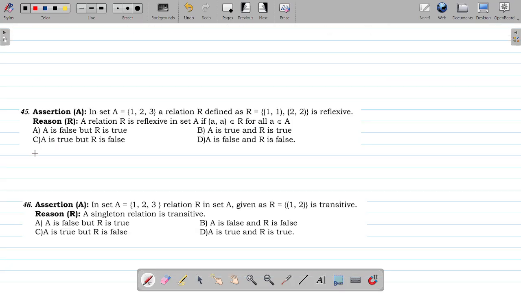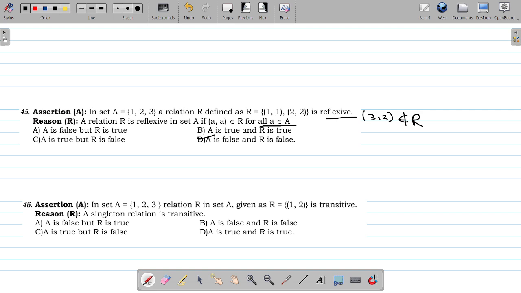Okay, next, assertion reason type questions. Assertion is, in set A = {1, 2, 3}, a relation defined as (1,1), (2,2) is reflexive. They are telling reflexive, but (3,3) should be there, which is not there, right? (3,3) does not belong to R. So assertion is wrong. A relation R is reflexive in set A if (a,a) belongs to R for all a belongs to A. Yes, so reason is true, but assertion is false. So option D is the correct one.